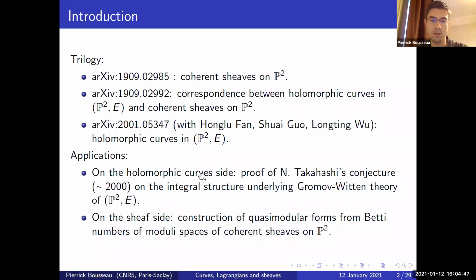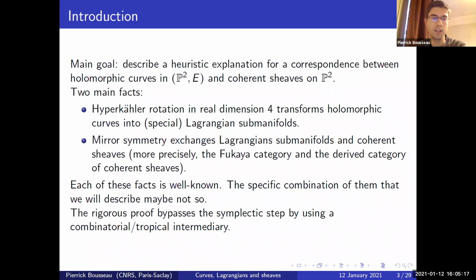On the holomorphic curve side, you can get the proof of the so-called Takahashi conjecture on the integral structure underlying Gromov-Witten theory of the pair P2E. And on the sheaf side, you can obtain a proof of quasi-modularity for generating functions of Betti numbers of moduli spaces of coherent sheaves on P2. Okay, so I've given quite a number of talks in various places about these applications. But today I will do something slightly different.